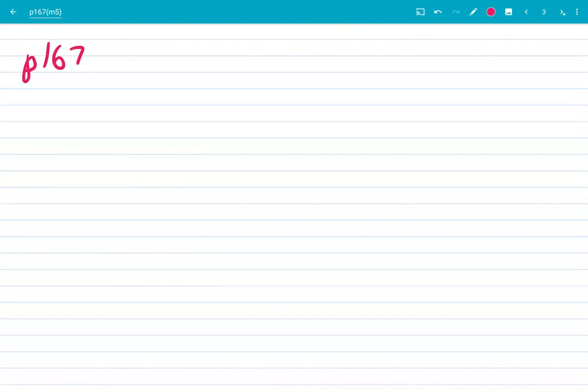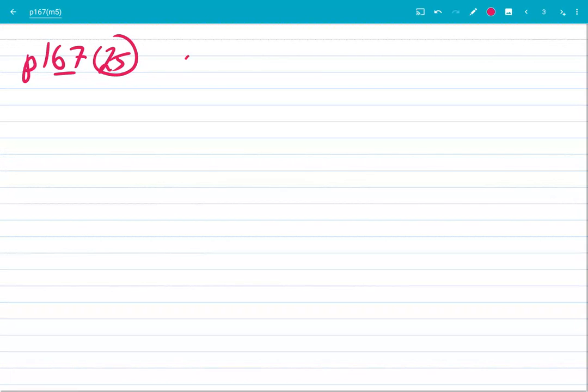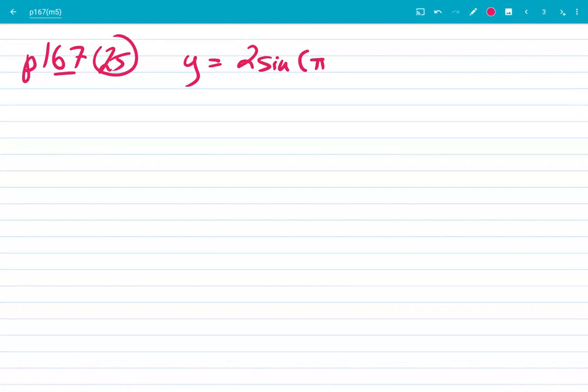Page 167, number 25. All right, so if y is 2 times the sine of pi x minus y, what's the derivative? Well, dy dx equals, now don't forget, 2 times sine is 2 times a function. The derivative of a constant times a function is a constant times the derivative of the function. So forget about the product rule, in other words. You can do it, but it's more work. You're going to get the same answer.